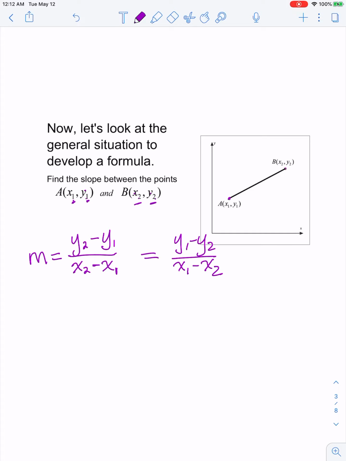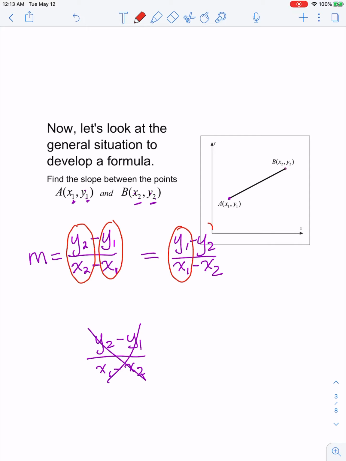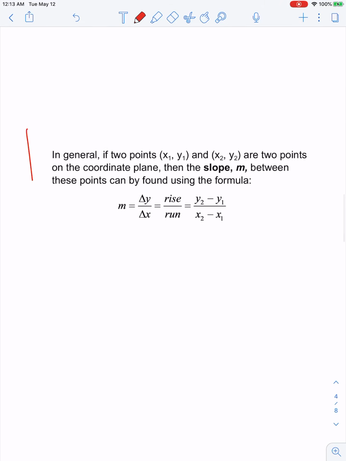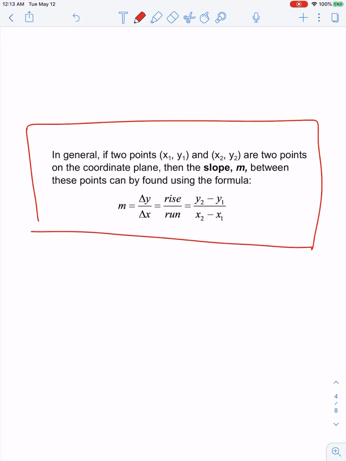But what you can't do is y2 minus y1 on top and then x1 minus x2 on the bottom. You can't do that. The numbers that are above each other have to come from the same point. These two come from the same point. These two come from the same point. Okay, so be careful about that. So on the next page, we just simply have the formula. This is a really important formula right here.